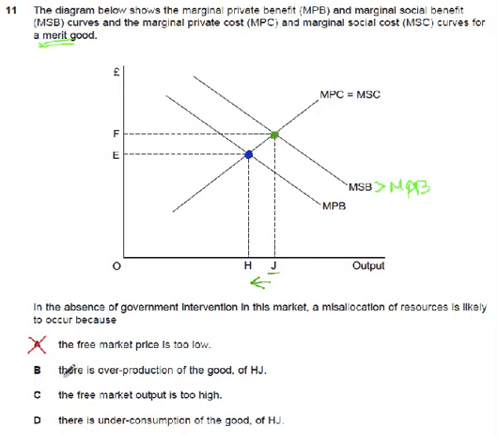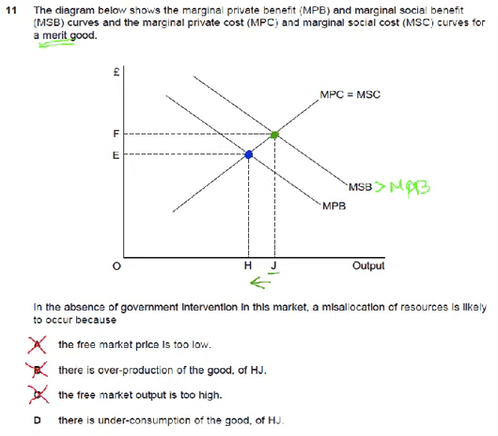There is overproduction of the good, HJ. This is not a question of overproduction. This is a merit good. It's not consumed enough. So we can cross that one off. There's no problem with overproduction here. The free market output is too high. Well, as we've seen here, the free market output at H is actually too low. We want a free market output of J. So again, we can cross that one off.